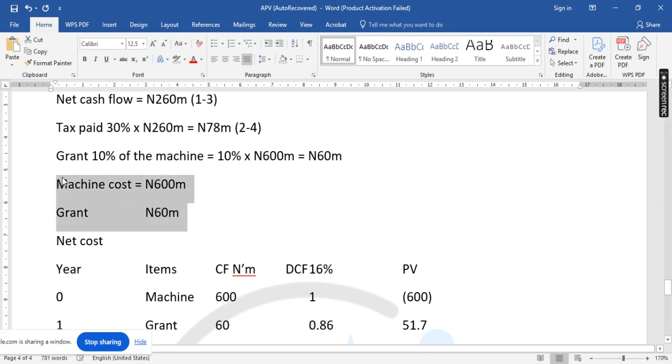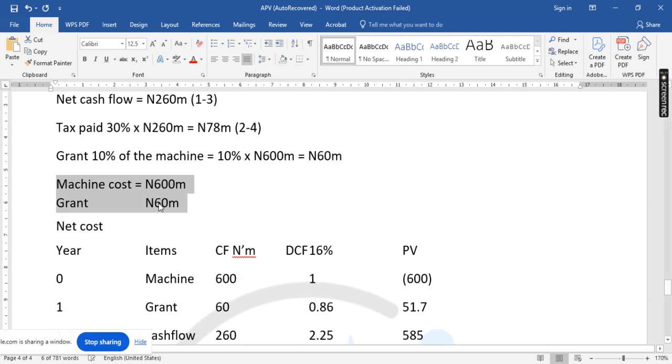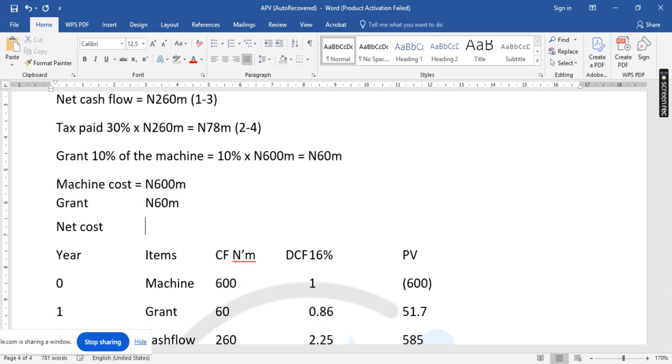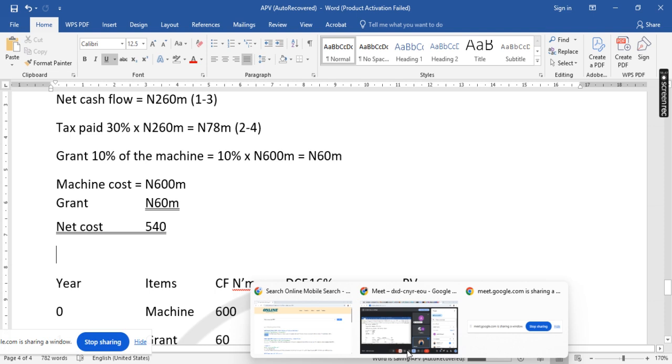So what is the difference? That is 540, right? Yes, 540. So this is the net. On this 540 is where you will now charge your depreciation, because they say net. So we can now calculate our depreciation, and that depreciation is tax allowable.